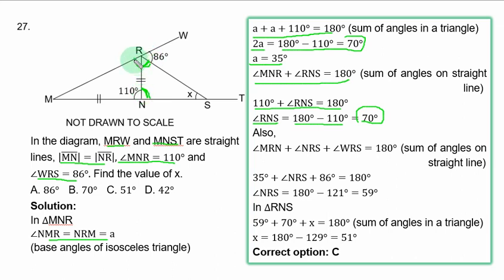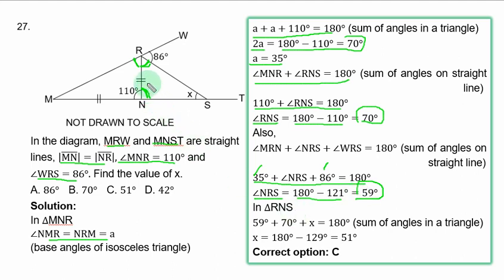This angle is 35. This is 86. If you add the three angles, their sum is 180, sum of angles on a straight line. That is what you have here. We need angle NRS. So the sum of this and this, if you transfer it, that is 180 degrees minus 121 degrees equal to 59 degrees.